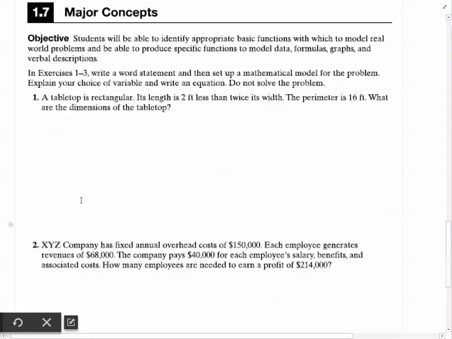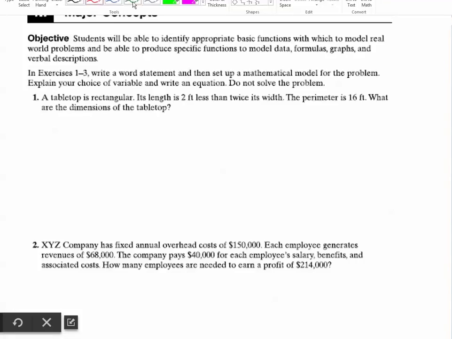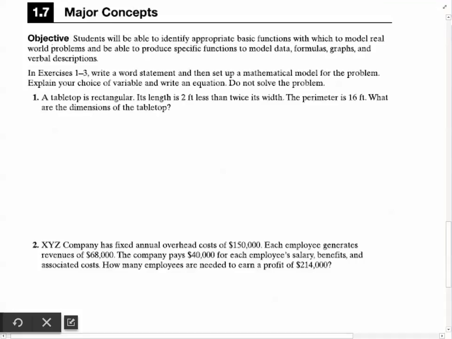Okay, first problem. A tabletop is rectangular. Its length is 2 feet less than twice its width. The perimeter is 16 feet. What are the dimensions of the tabletop? Okay. That's a terrible rectangle, but all right.